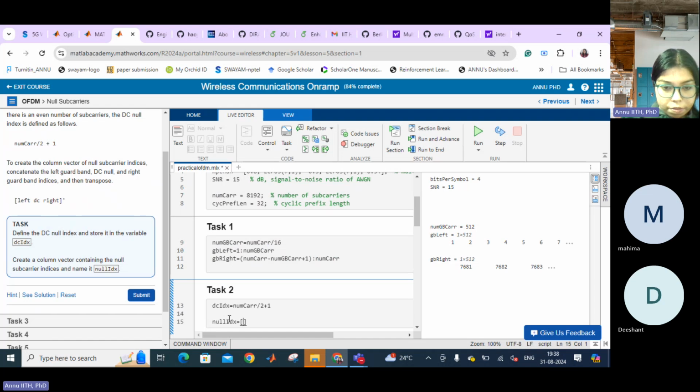Is equals to GB left, DCIDX, GB right. And then it is a transpose.